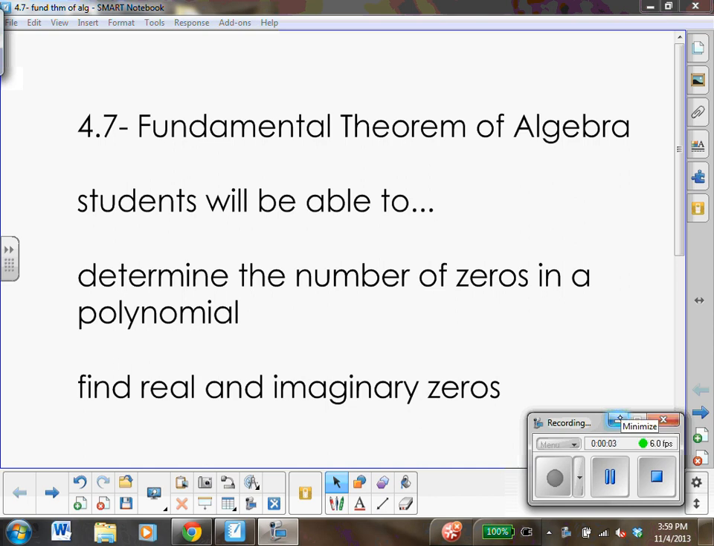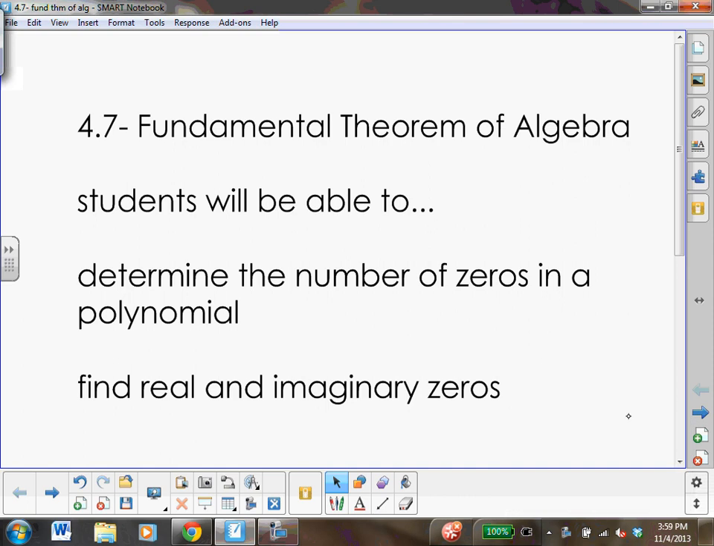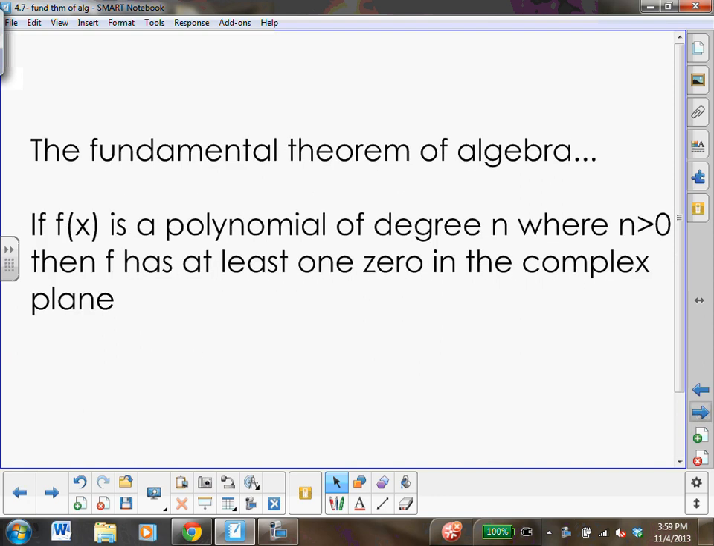Alright class, today we're studying section 4.7, the fundamental theorem of algebra. We are going to be able to determine the number of zeros in a polynomial and find all real and imaginary zeros. The fundamental theorem of algebra states that if f of x is a polynomial with degree of n, where n is greater than 0, then f has at least one zero in the complex plane.